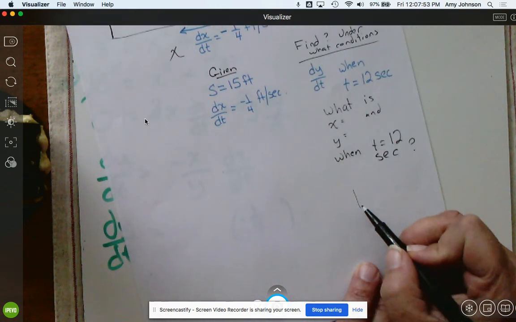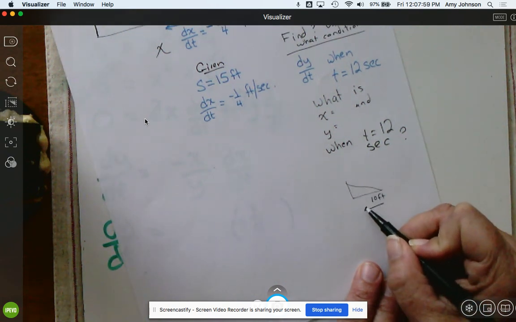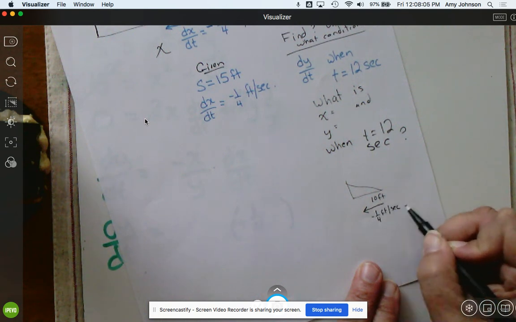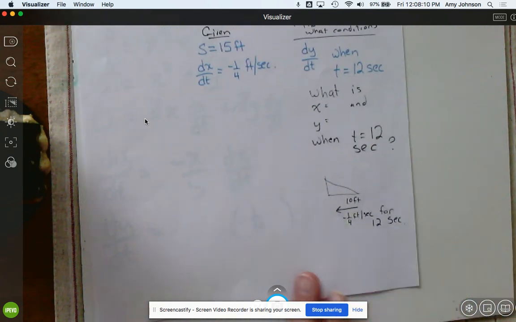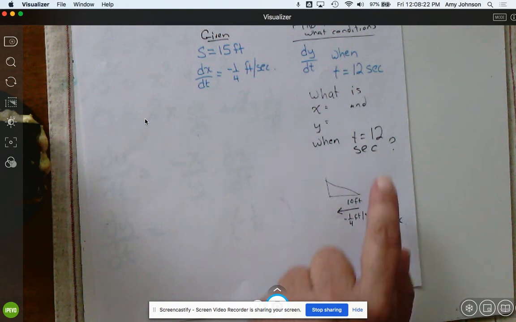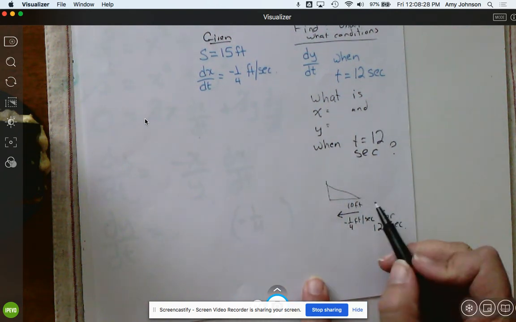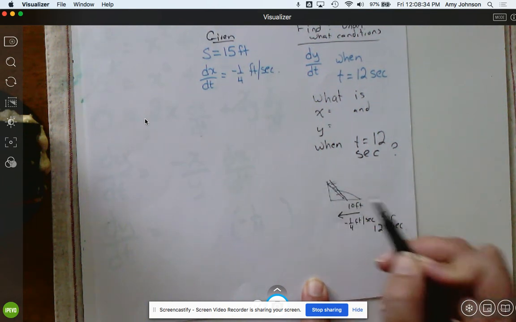So when we started, the bottom of the ladder was 10 feet away. Now it's been moving this way at negative 1/4 foot per second for 12 seconds. You're like, I never would have thought of this. It's okay. Now that you've seen it once, you'll know that they must have given you enough information to do what you need to do. So originally, the bottom was 10 feet away. They're curious about what the situation is after 12 seconds. So after 12 seconds, this ladder has slid at a quarter per second. So it's sliding this way.